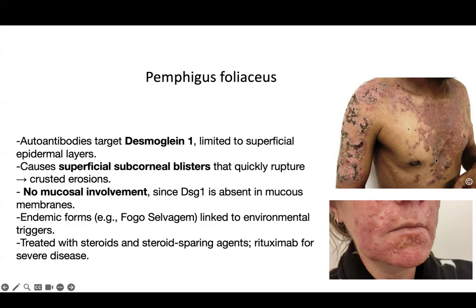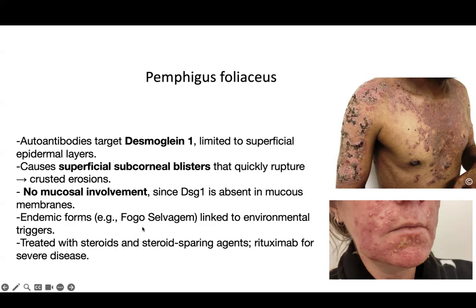Usually it occurs in this area, the chest, the back, the face, but it can occur in other parts of the body as well, but these are the common ones. And it has some variants or some forms to it.